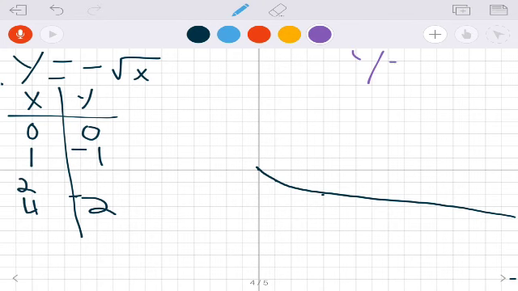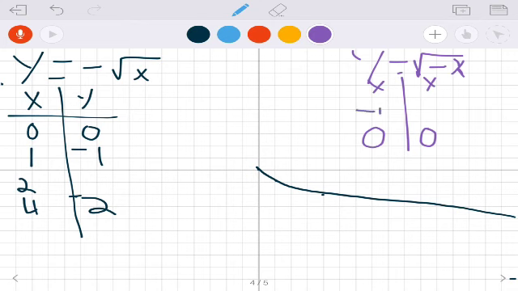Y equals the square root of negative x. Now, you might be going, there's a negative sign in there, we can't do it at all. Well, what's going to happen when we put in negative numbers? We put in any positive number, it's not going to work. But if we put in 0, negative 0 is 0, so square root of 0 is still 0. We put in negative 1. What is negative negative 1? Well, negative negative 1 is 1. So, square root of 1 is 1.